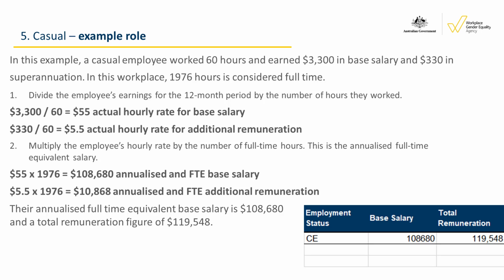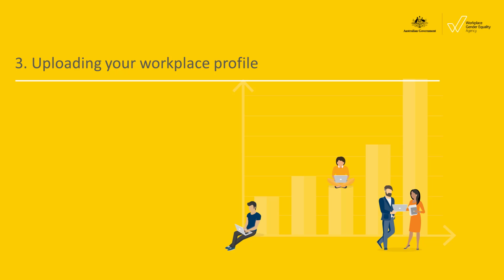In this workplace, 1,976 hours is considered full-time. Following the steps from the previous screen, this calculates to an annualized full-time equivalent base salary of $108,680 and a total remuneration amount of $119,548. Finally, I will cover how you upload this profile in the WGEA portal and what happens to your data.